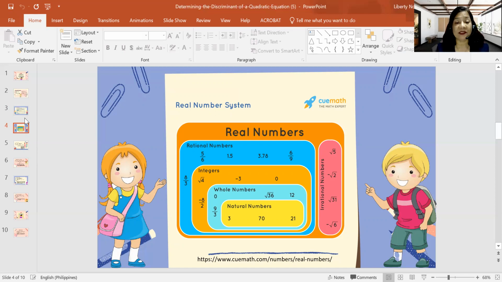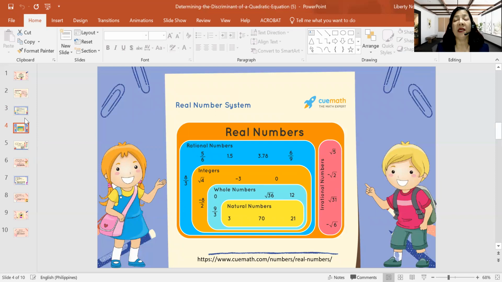Whole numbers, you have 0, of course, as we said, start with 0. Square root of 36, okay? So the square root of 36 is 6, a perfect square.